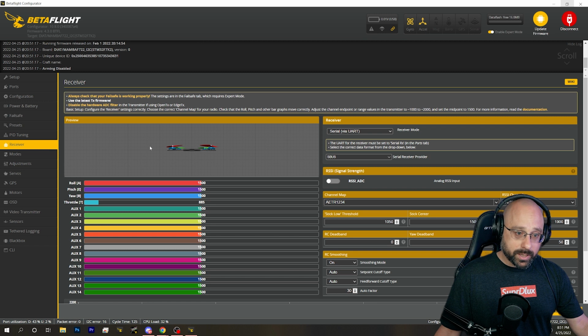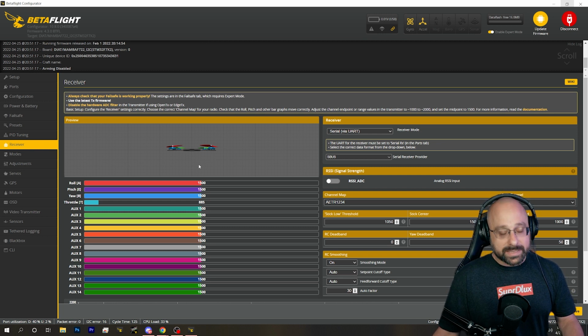So if you look at this preview and roll and yaw are normal, but pitch is super fast, it means that the flight controller thinks you are telling the quad to move super fast. Now, where do you go next?